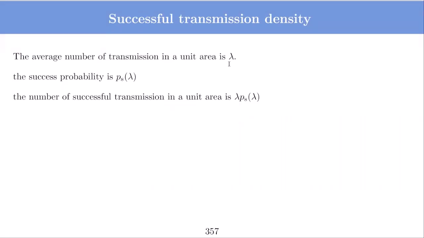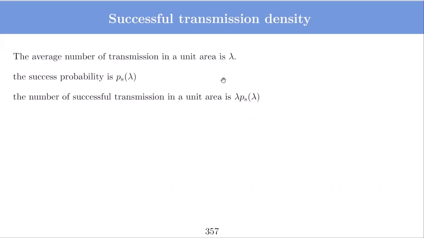To model these two effects in one framework, we come up with the successful transmission density. It calculates the average number of successful transmissions in an area. Notice that the average number of transmissions in a unit area is lambda, because there are lambda devices per meter square. This is the average number of transmissions going on if everyone is transmitting. The success probability is PS of lambda, so the number of successful transmissions in a unit area is lambda into PS of lambda. This tells how many successful transmissions are going on, and how many bits are exchanged per unit area.